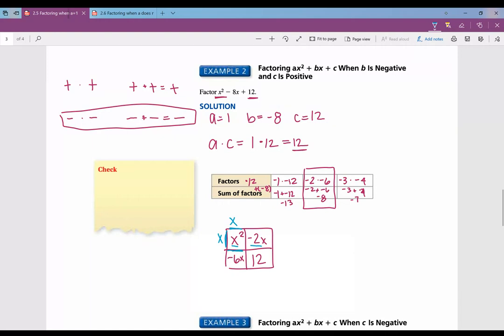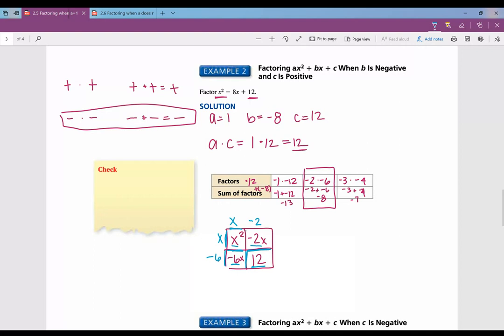If that top side's x, what would the bottom need to be to get negative 6x? It would need to be negative 6, right? Negative 6 times x would give us negative 6x. If this is negative 6, what would this side have to be to give us 12? Well, that would need to be negative 2, right? Negative 6 times negative 2 will give us positive 12.